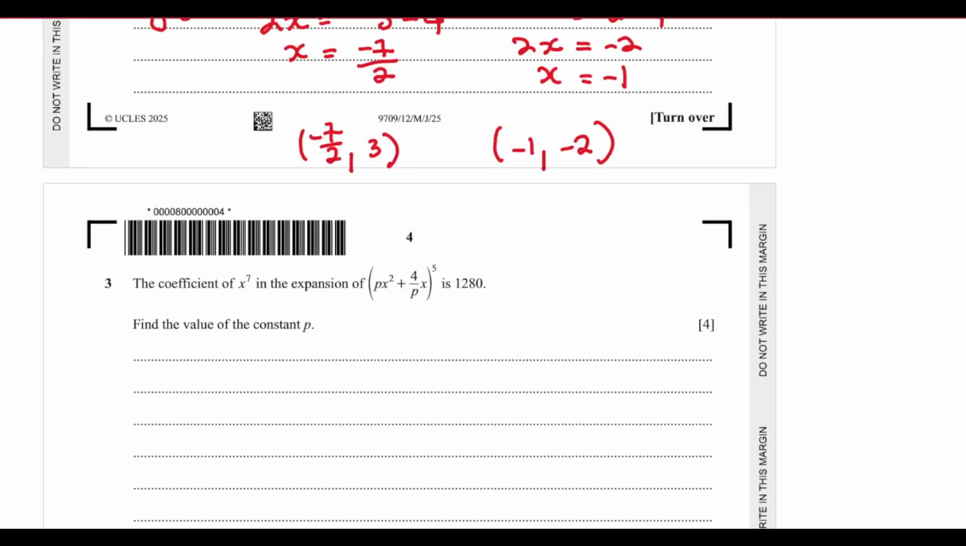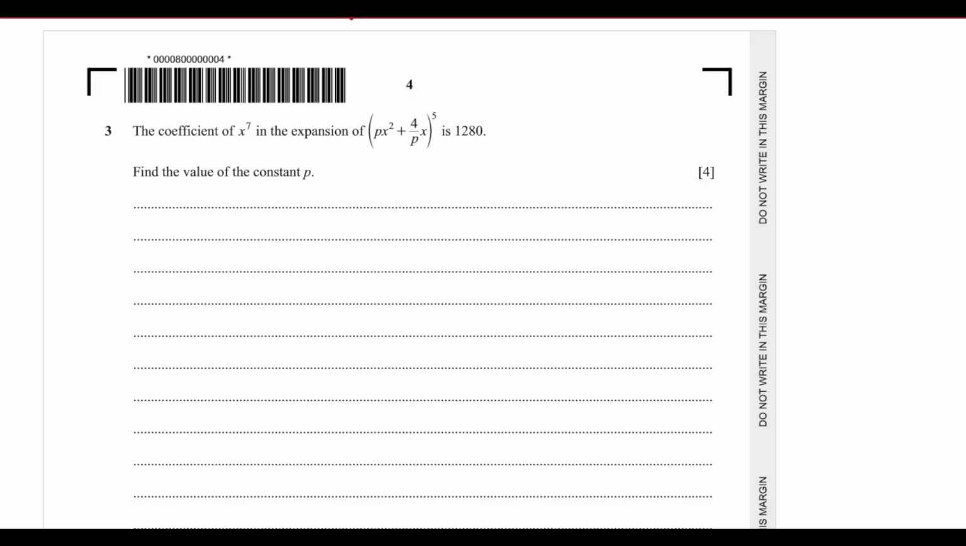Okay, let's move on to question 3. Question 3 says the coefficient of x to the power of 7 in the expansion of that bracket is 1280, and we need to find the value of the constant p. Now, what deals with the coefficient of terms in expansions? That's the binomial theorem, and that is in chapter 6. Now, the binomial theorem is luckily given in your formula list.